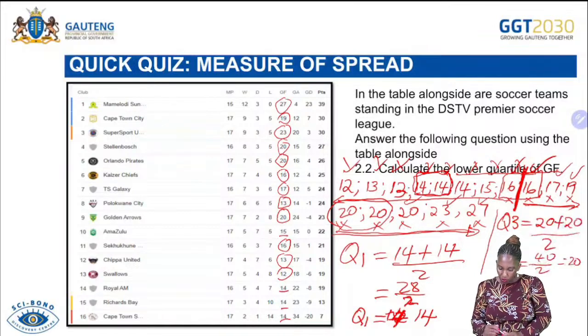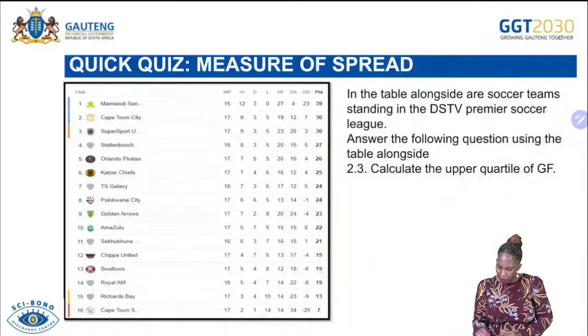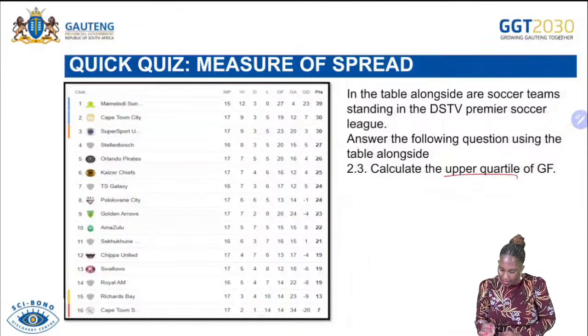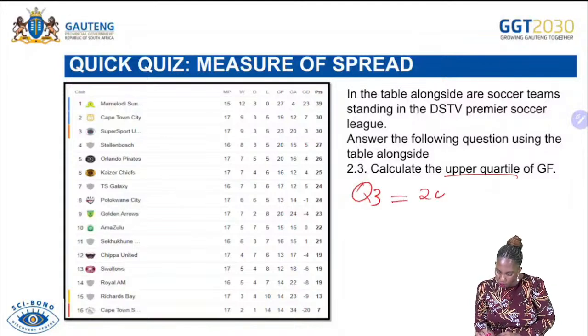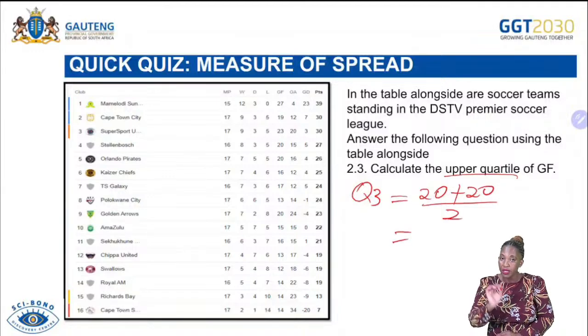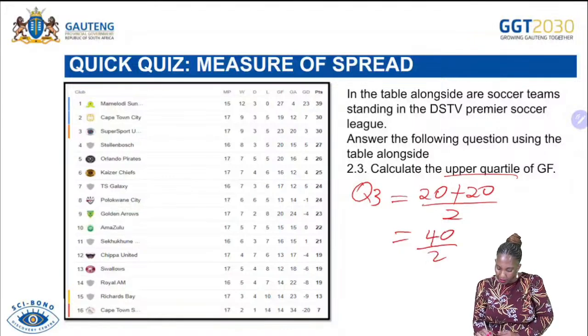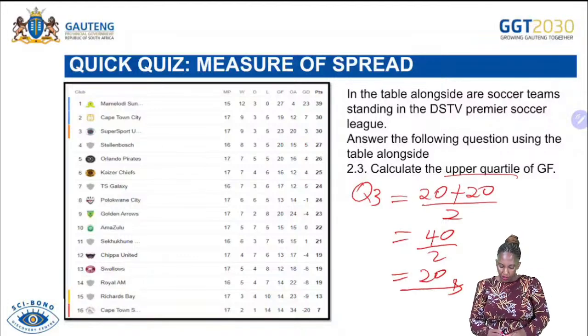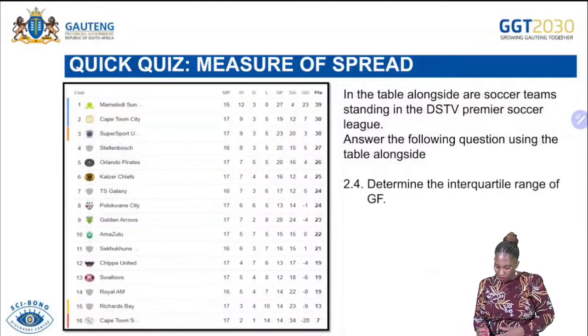Let me quickly go and do it on the slide, because they wanted the upper quartile. After arranging the data set on the previous slide, we got our Q3, the upper quartile, to be 20 plus 20. We divide it by 2. Always, because you have already arranged the data set in ascending order, I just took the information from it. Then I have 40, I divide it by 2, then my answer will be 20. That is my upper quartile. Now let me go to this one.